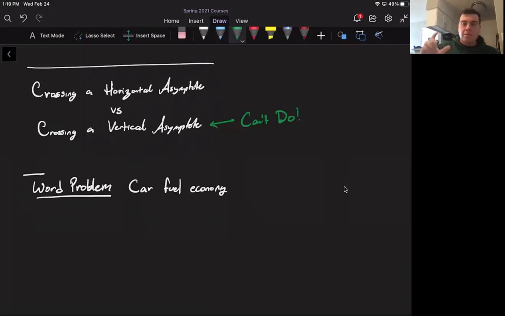Now, because vertical asymptote sounds a lot like horizontal asymptote, it's natural to want to think that we can't cross a horizontal asymptote. That's actually something we can do. We can cross a horizontal asymptote. And we should be thrilled about this. It makes our functions more exciting. And in this video, we're going to talk about the fundamental reasons why that's the case.